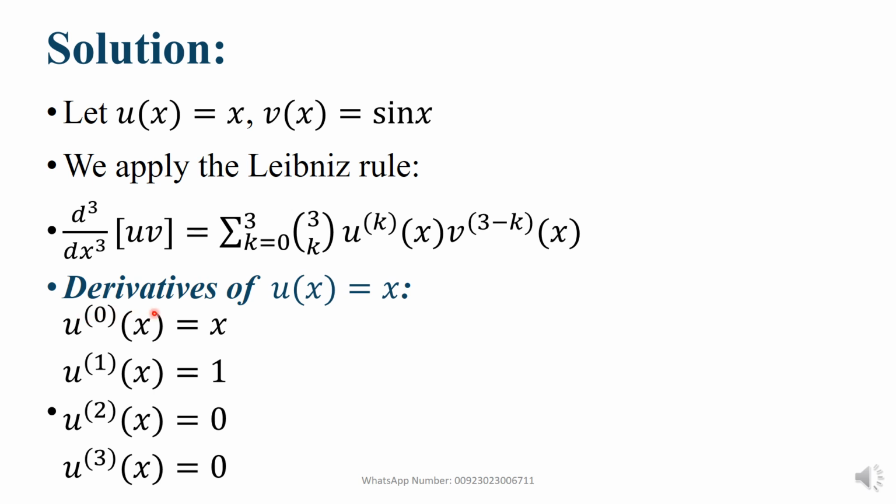Now we find the derivative of u(x) equal to x. First you write this function the same. First derivative of x we get 1. Again u power 2 means the second derivative. The derivative of a constant we get 0. And the third derivative also 0, because the derivative of 0 is 0. According to your question, we need the third derivative, so we go up to the third derivative.